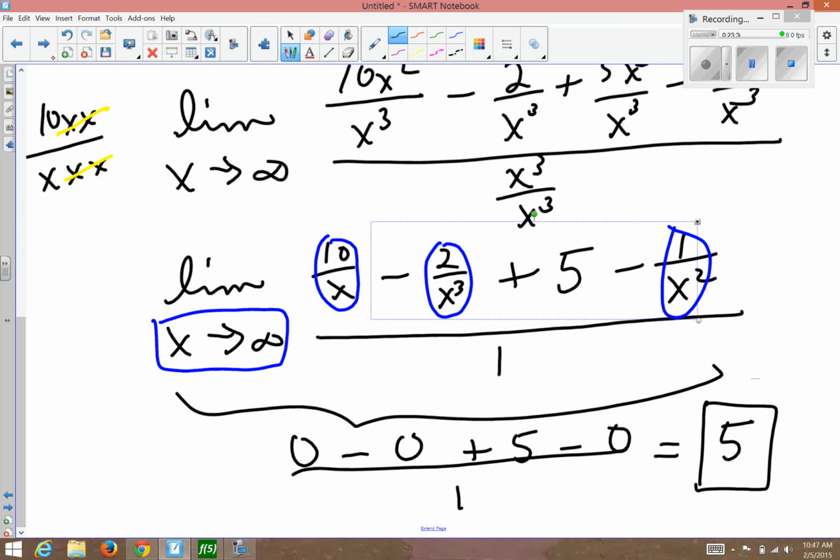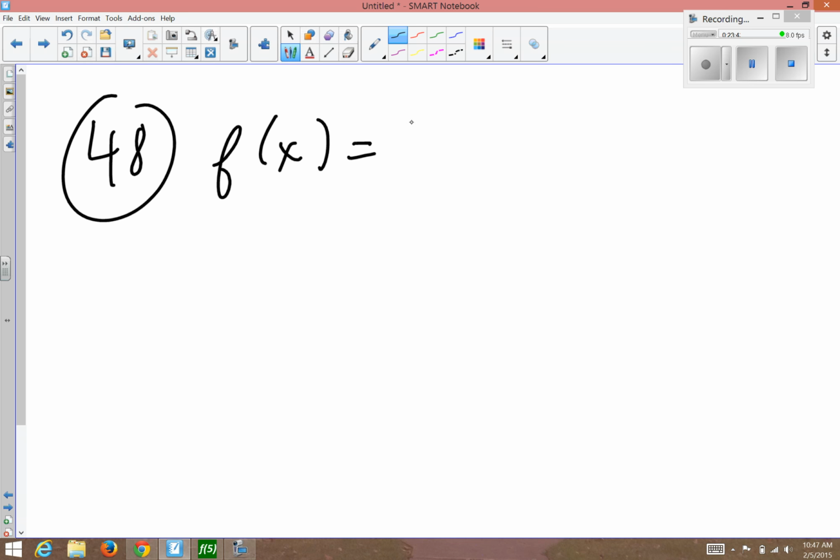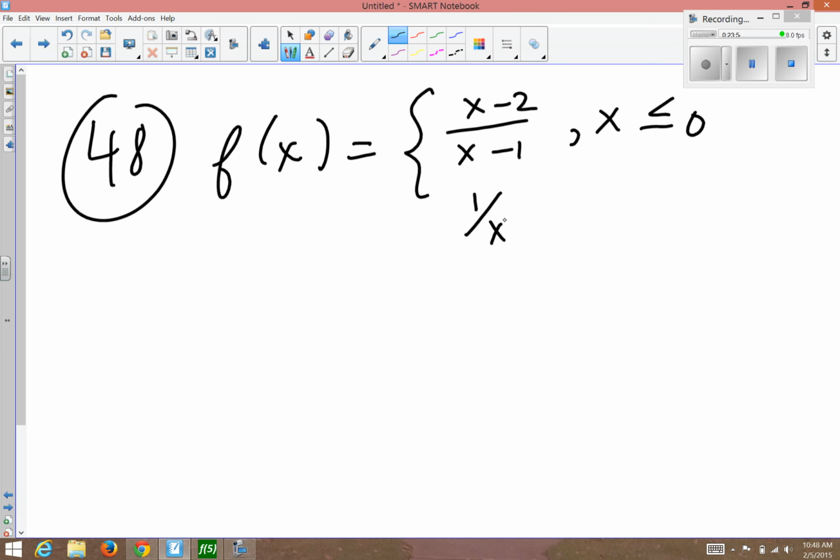All right, one more, number 48. F of x is a piecewise function. There's two pieces, x minus 2 divided by x minus 1, if x is less than or equal to 0. F of x equals 1 over x squared if x is greater than 0. In part A, we need the limit of this piecewise function, called f of x, as x approaches negative infinity.